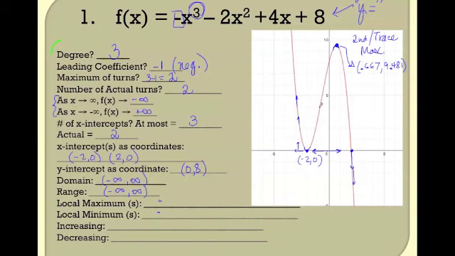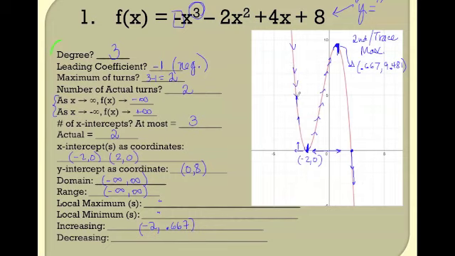The increasing and decreasing intervals you read from left to right. It's increasing along this part, and you always look at the portion of x. So that is increasing from -2 to 0.667, and it's decreasing in 2 places.